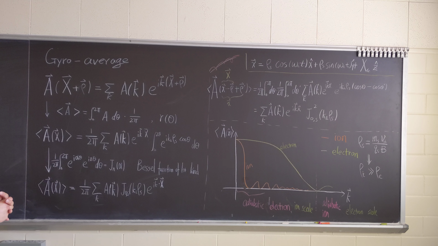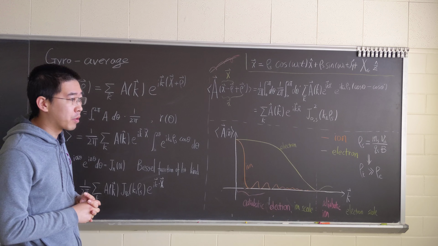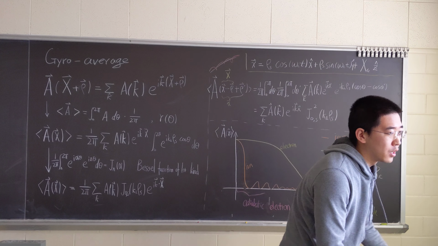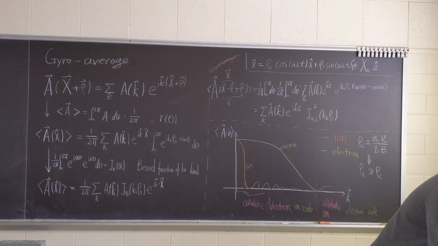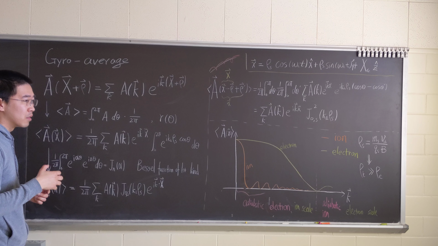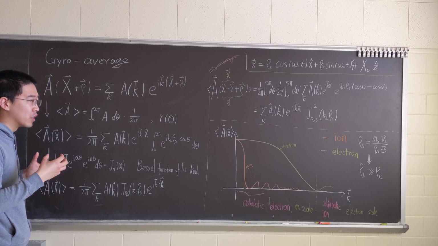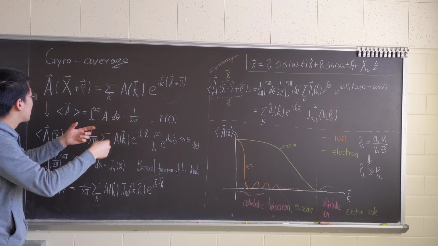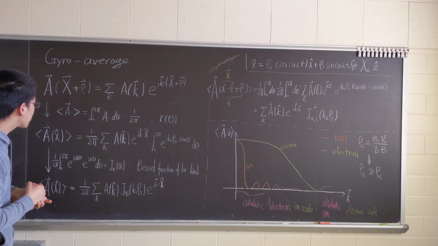So we could make some approximation to this process. Instead of calculating the whole real motion of the particle, which is really complicated, we could do some simplification. Basically, we're just averaging out around one cycle of a gyro motion.